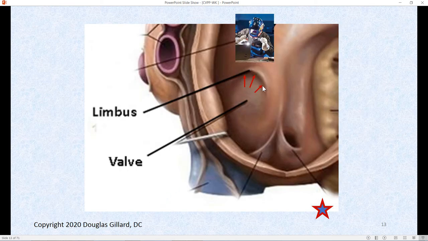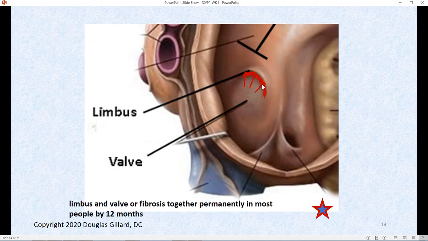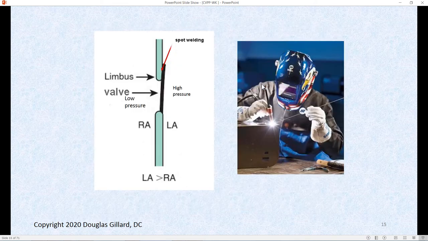Right, so here's, we already talked about that. That's going to weld right there. Yep, weldy. And same deal here. We're going to weld this right here. It's where this fibroses together. And then this is the left atrium right here. Super high pressure. That's an important point, right? Lower pressure over here in the right atria.